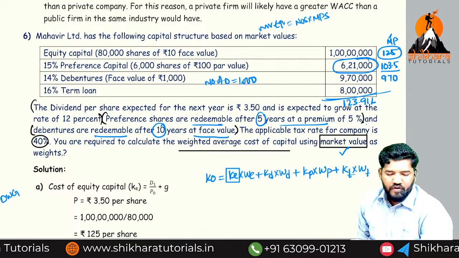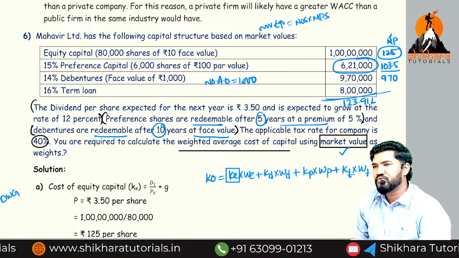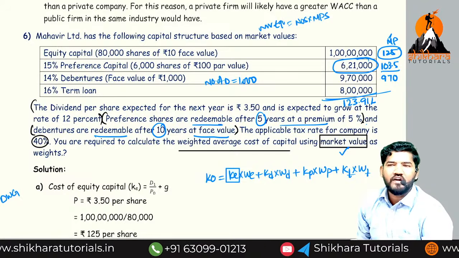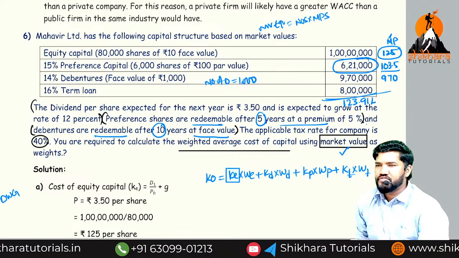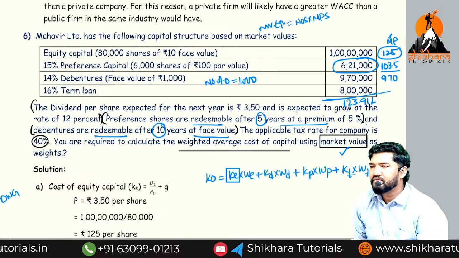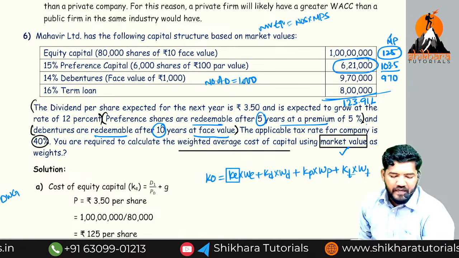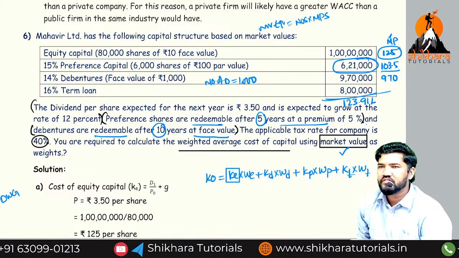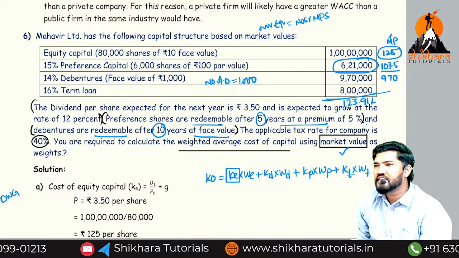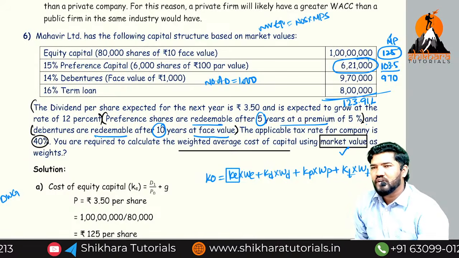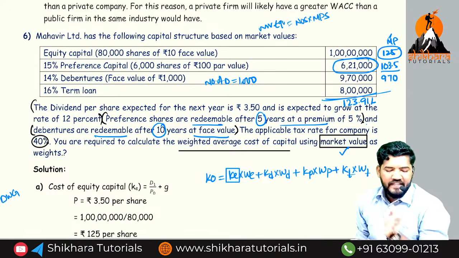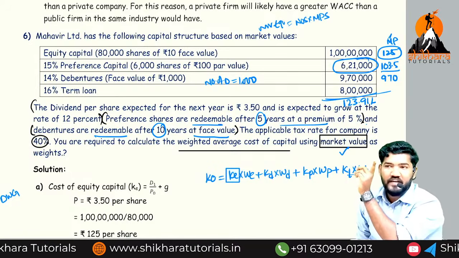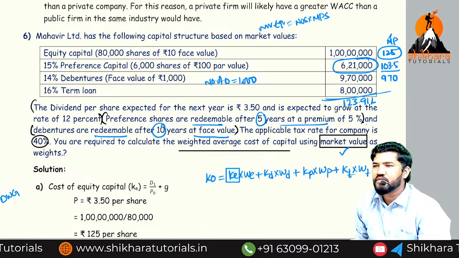Mahavir Limited has the following capital structure based on market values. They clearly said what values are given: market values. Equity capital 80,000 shares, 100 face value. How much is the value? 80,000 into 100, you will get a book value of 80 lakhs. But they already clearly mentioned market value, so 100 lakh is the market value.